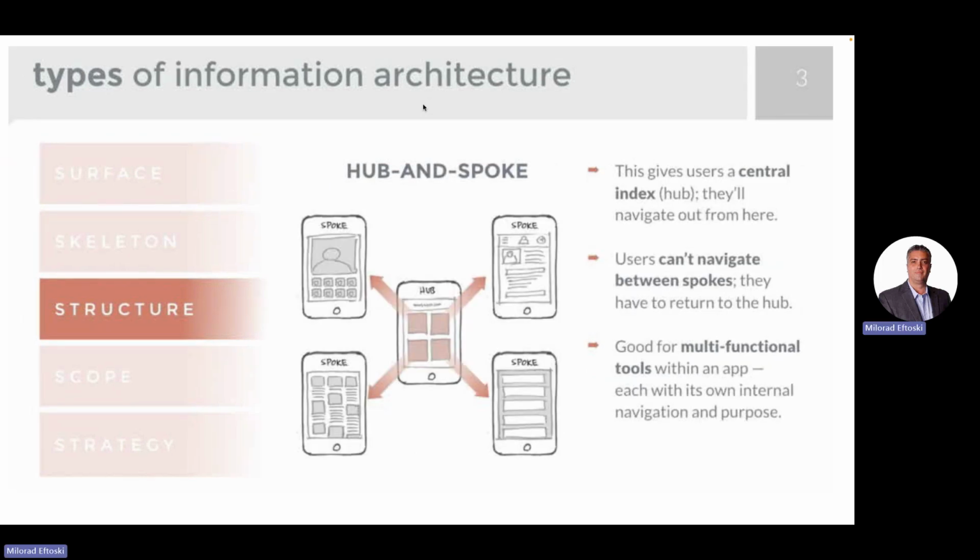This is called the hub and spoke diagram. This is more like a mobile device setup example. This gives users a central index. Central index means the page is in the middle. It's a central index, a hub. They'll navigate out from there. Users can't navigate between spokes. They have to return to the hub and then go to the next one. It's good for multifunctional tools within an app, each with its own internal navigation and purpose.